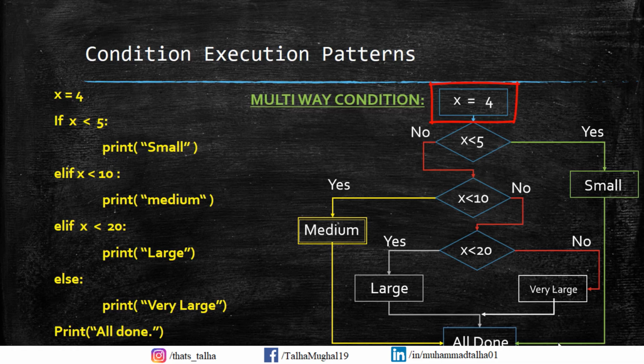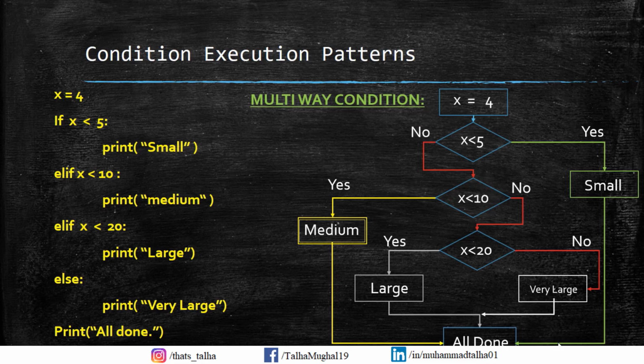Now at the very start, I have assigned a value of 4 to the variable x. In the next line, I have defined a condition which is x is less than 5. Now if this condition is satisfied, the program will move to the yes direction and print out small, and simply move ahead and print out all done, ignoring all the other conditions in the program. But if the first statement isn't satisfied, the program will move towards the no direction and it will look for another conditional statement. Now here the second conditional statement is x is less than 10.